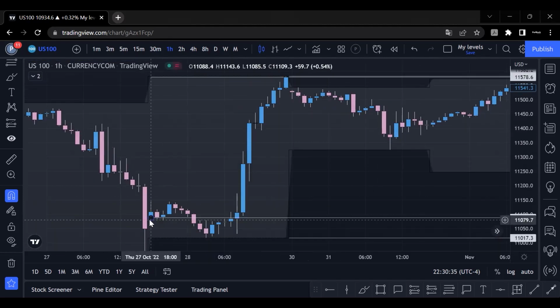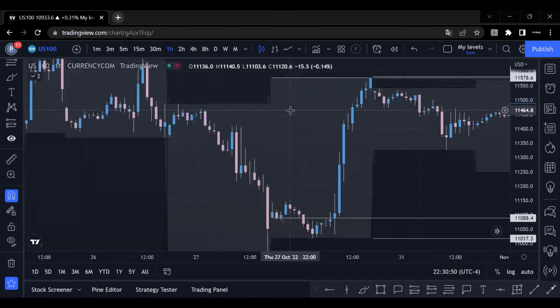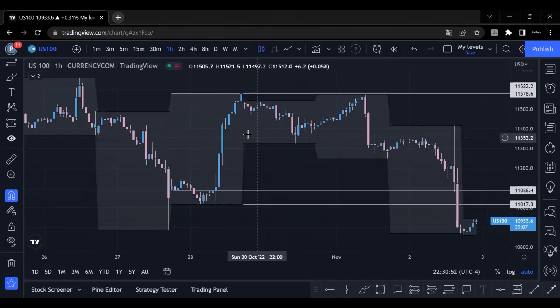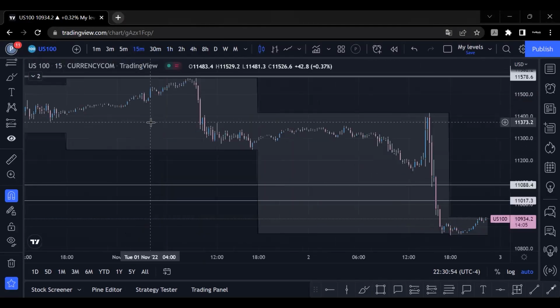And you guys can see this is where we opened up for the day. We came down making the very low right here and came all the way up to make the high and close right near the high. Okay, and this applies to all different time frames.